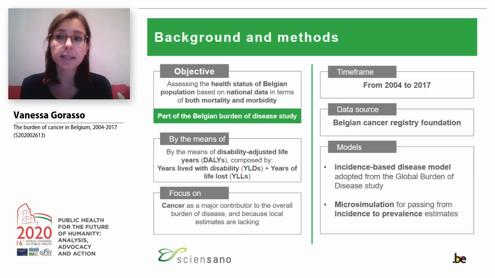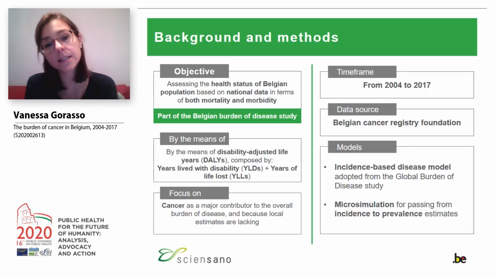The burden of disease is quantified by the disability adjusted life years, which is composed of two outcomes: a morbidity outcome called years lived with disability, which quantifies the amount of years that a person lives with disability after diagnosis, and a mortality component called years of life lost, which quantifies the amount of years that a person loses due to premature death.